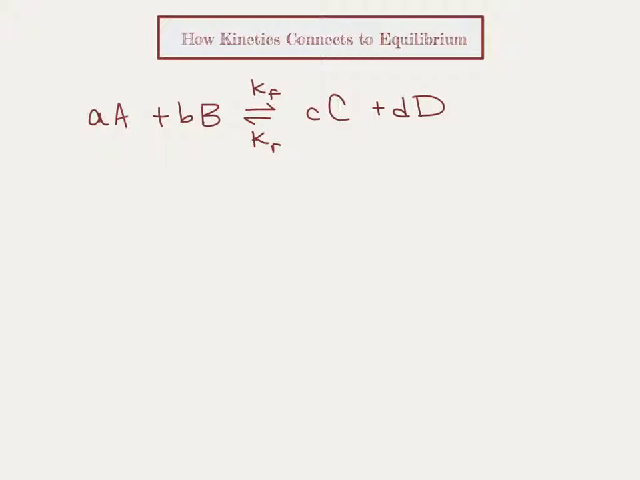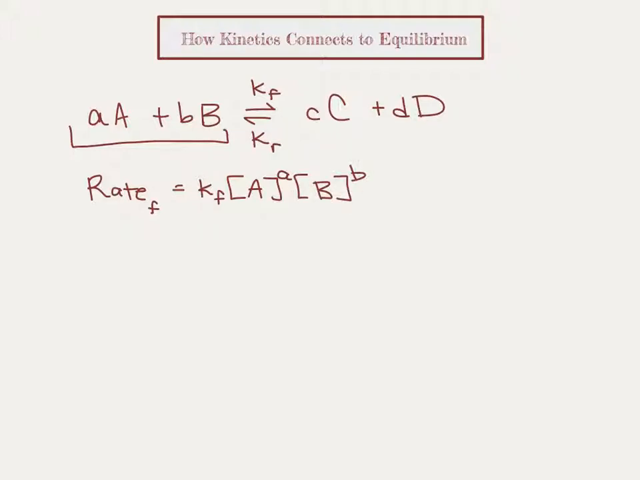Okay, so if we were going to write the rate law from an elementary reaction for the forward process, I would write the word rate. I'm going to label it as forward with a subscript. I would write down a rate constant for the forward reaction, each reactant with the coefficient as the power, and then I would do the same thing for the reverse reaction.